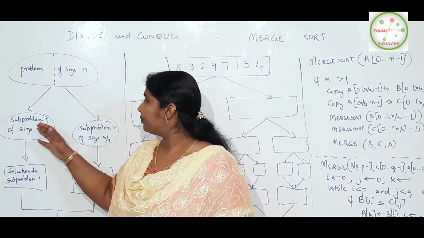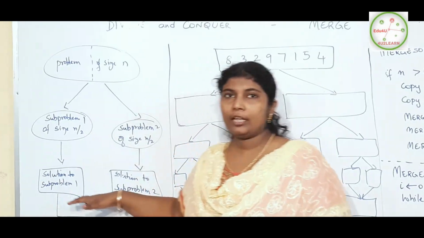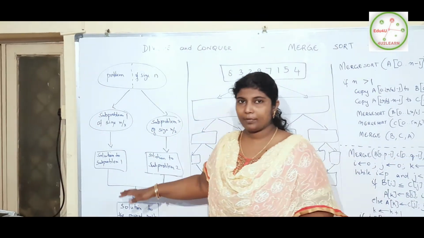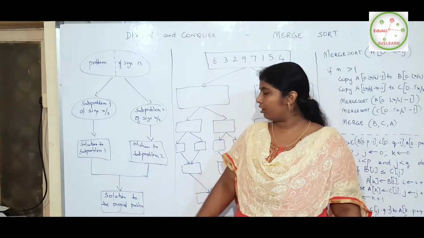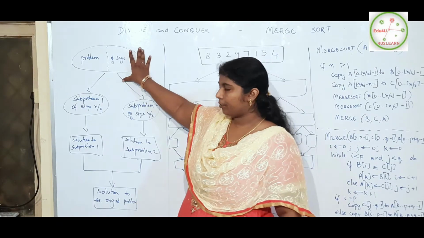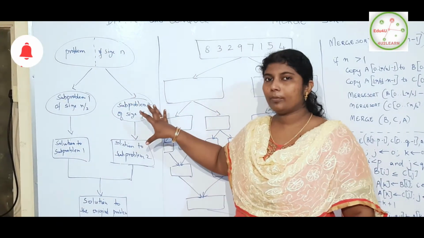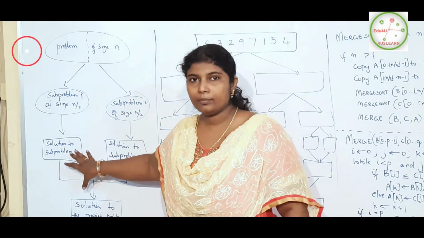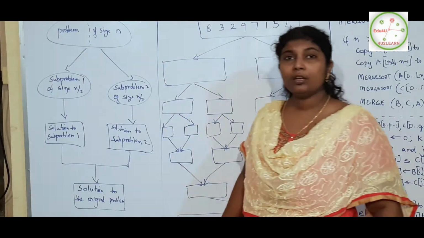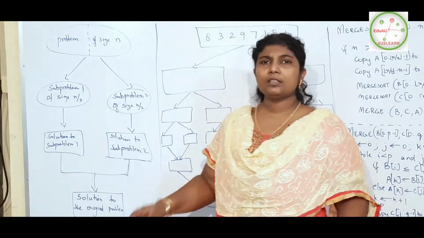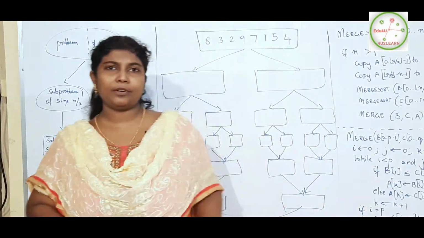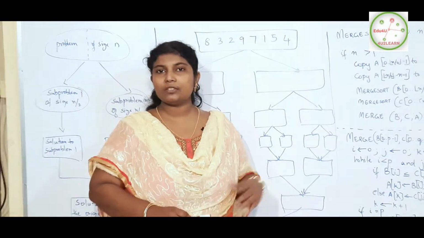These sub-problems are further solved and solutions are obtained, and when all the solutions are obtained, they are merged together, or combined together, to get the solution for the original problem. So a big problem is divided into small problems, and each small problem is solved and later combined to get the solution for the bigger original problem. That is the concept behind divide and conquer. Having the same principle, we have this merge sort working.